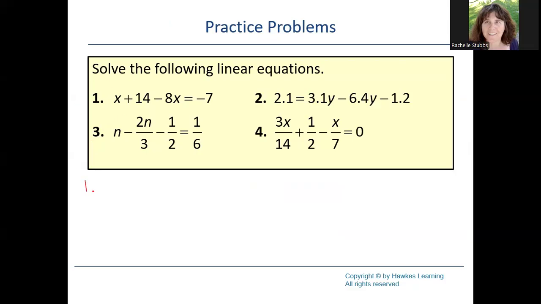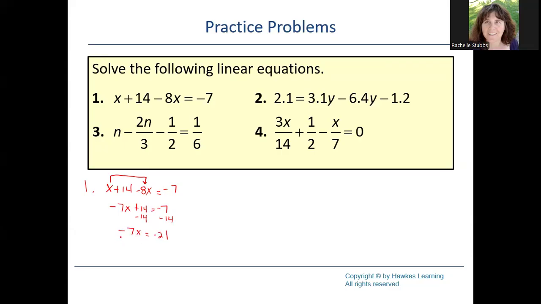Let's do number 1 right here. x plus 14 minus 8x equals a negative 7. So I'm going to combine my like terms right there. That gives me a negative 7x plus 14 equals a negative 7. Then I'm going to use the principle of addition of equality, and I'm going to subtract 14 from both sides. That gives me a negative 7x equals a negative 21.